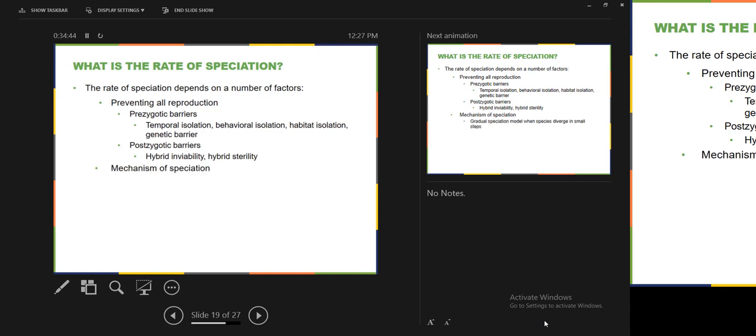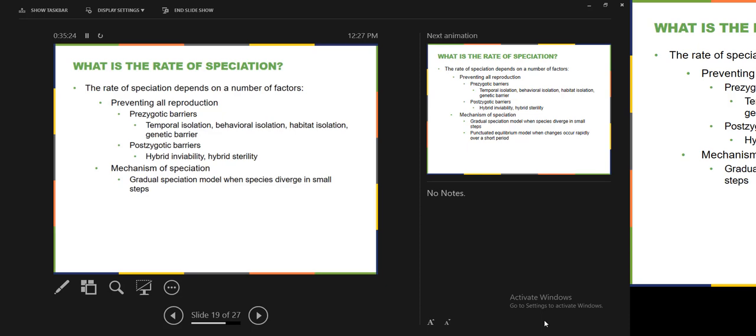The mechanism of the speciation is also going to have a large impact on how quickly it happens. The gradual speciation model basically argues that species diverge in small steps, almost always due to natural selection. Okay? So the gradual speciation model is basically what Charles Darwin was putting forward when he published The Origin of Species, and it is the most popular idea of how speciation happens. It happens in small, gradual steps due primarily to natural selection.